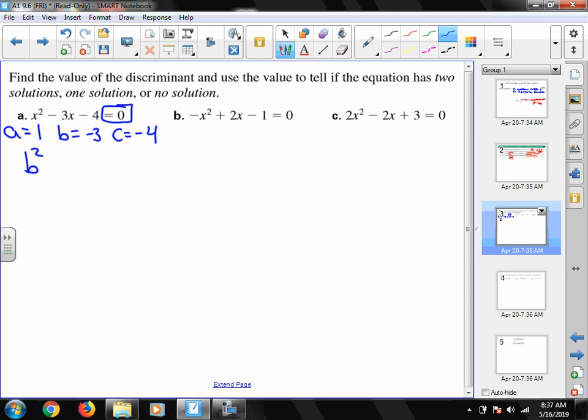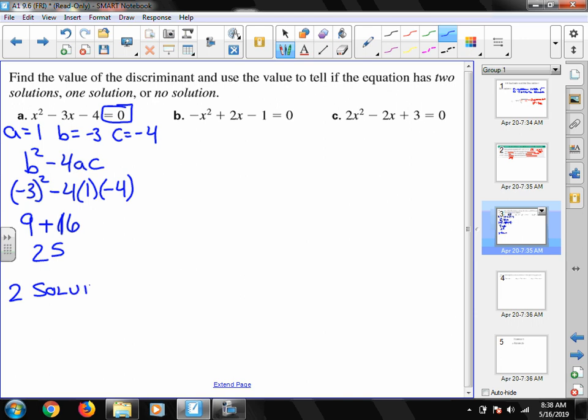So I look at b squared minus 4ac. I take negative 3 squared minus 4 times 1 times negative 4. Negative 3 squared is 9. Negative 4 times 1 is negative 4, times negative 4 is positive 16. So I end up with plus 16, and 9 plus 16 is 25. Now all I have to do is ask myself, is 25 positive, negative, or 0? Hopefully you all know that's a positive number, and positive numbers give me two solutions.